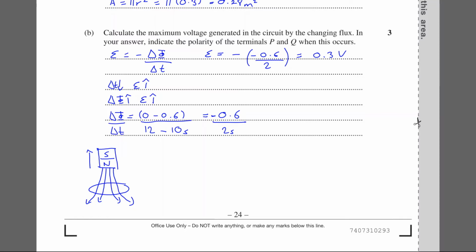So the coil is always trying to oppose the change in flux in the environment or through the coil. So in this case, this coil is trying to resist the motion of this magnet. It's trying to stop it from being pulled away. So what it does is it sets up its own magnetic field by inducing a current in its own coil.